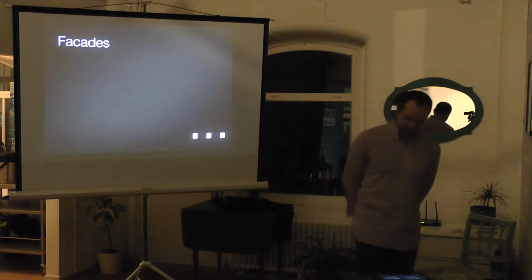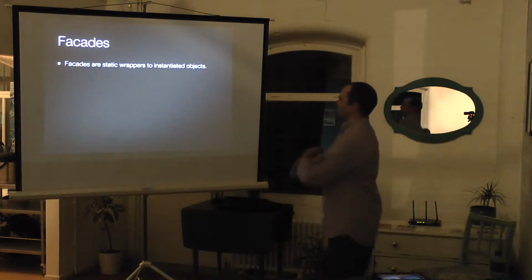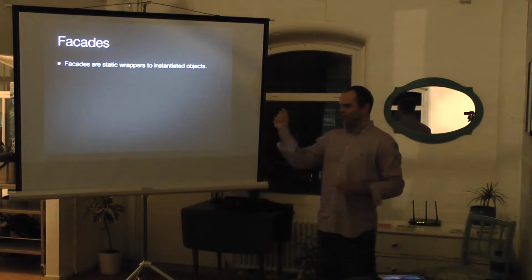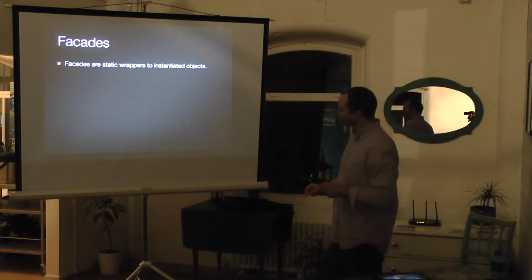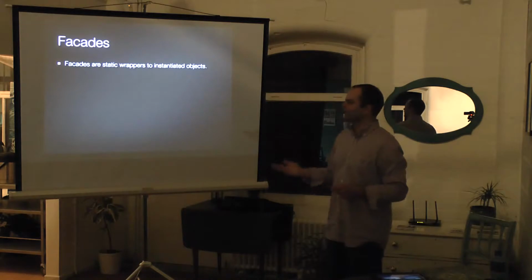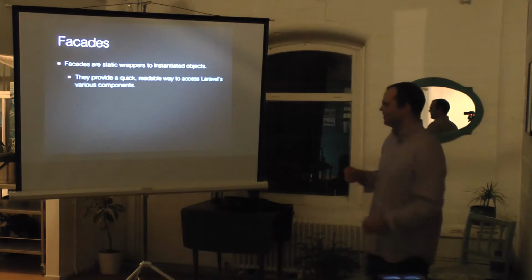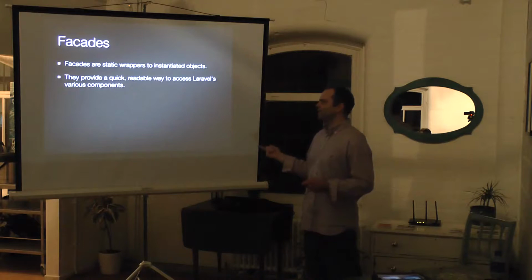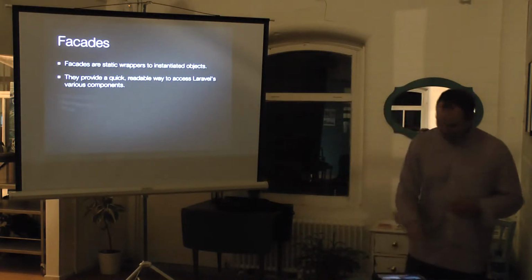And another element of the syntax is this idea of facades. Facades are static wrappers to instantiated objects. You probably saw in those last examples, you would seem to use static classes like DB:: or NewsArticle:: or whatever else, Cookie::. These are facades. They're wrappers to actual objects, right? This is sometimes a tricky thing for people to understand with Laravel. They provide a quick, readable way to access Laravel's various components. Okay, they're really like aliases.